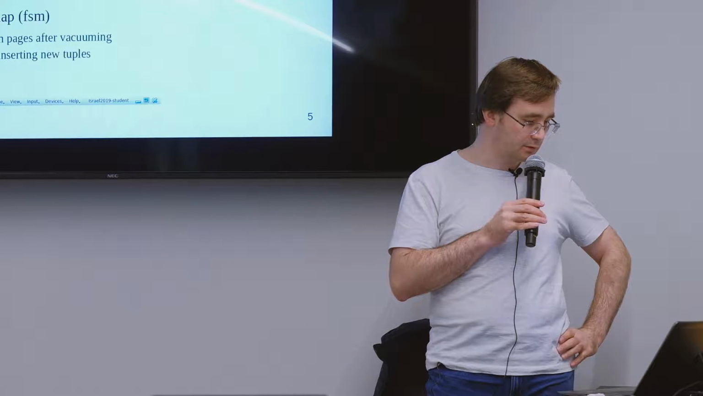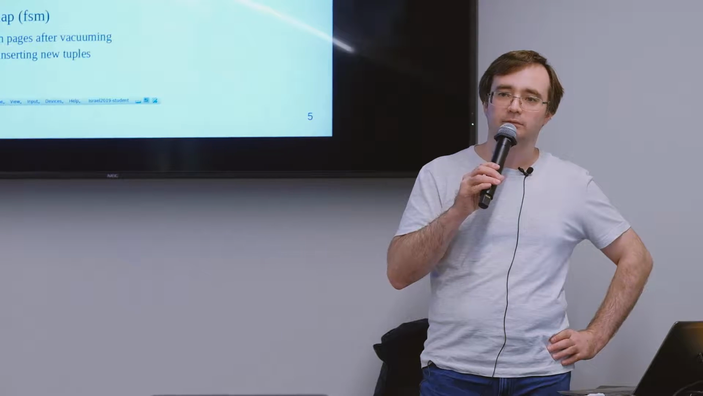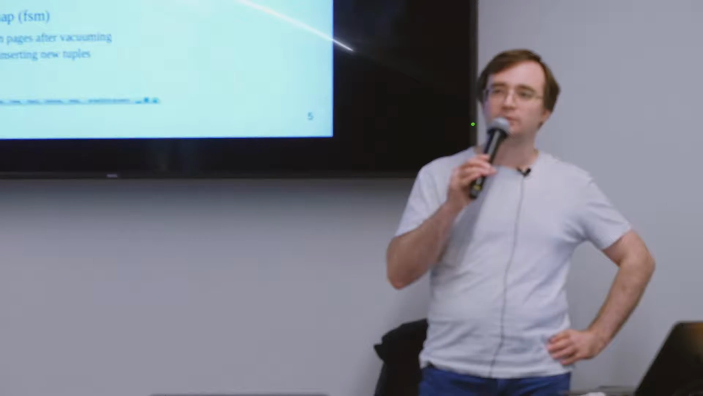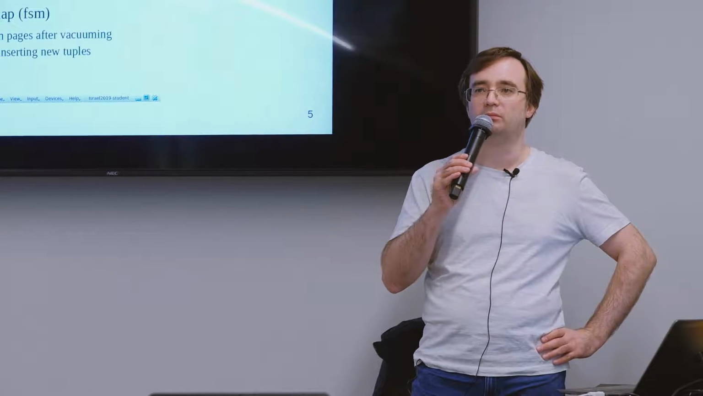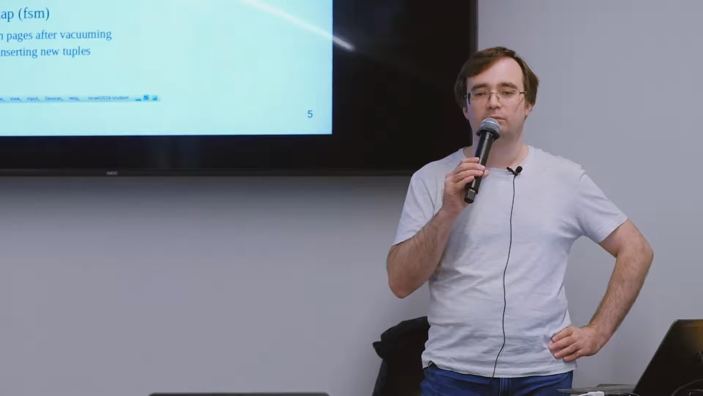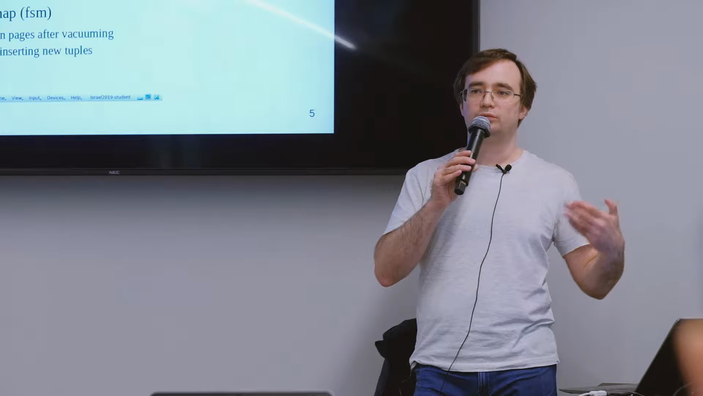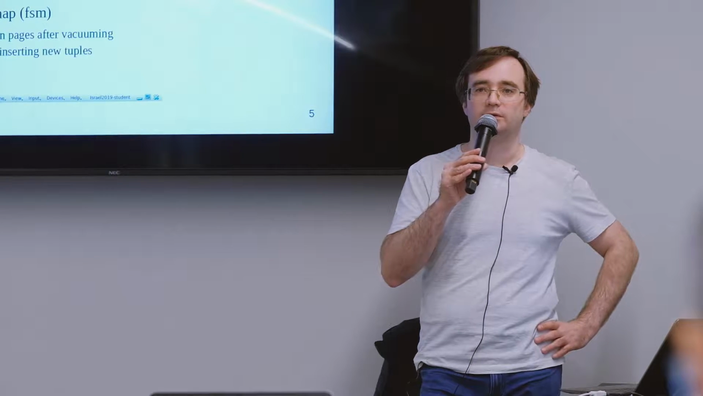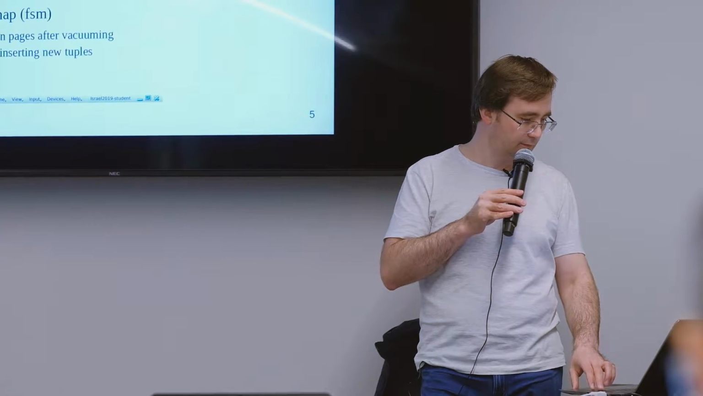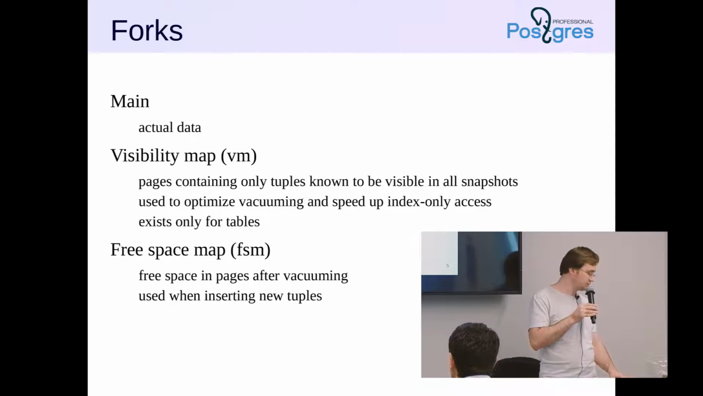So that's why 3 files. Each file can be no bigger than 1 gigabyte by default. You can change it when you build Postgres from sources, but by default it's 1 gigabyte. So if you have more than 1 gigabyte in a table, you will have 2 files from main fork, or even more files. That's why the number of files may be more than 3 per object.